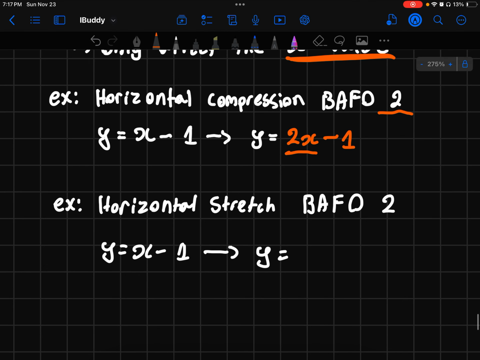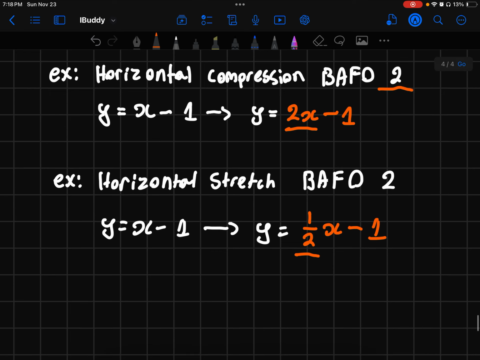Now for a horizontal stretch by a factor of 2, what you'd basically just do is divide the x value by 2. So that would turn into y equals 1 over 2 x minus 1. So as you can see, we're dividing it. Dividing it by 2 is the same as multiplying it by 1 over 2. So you just put 1 over 2 here times x.